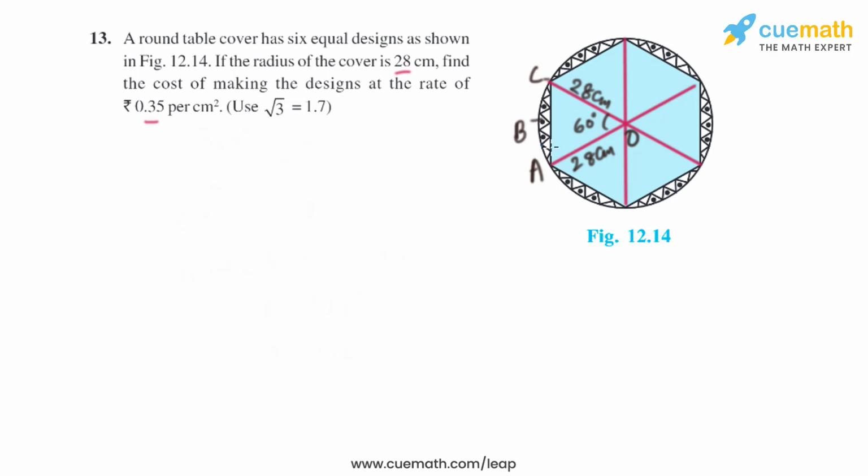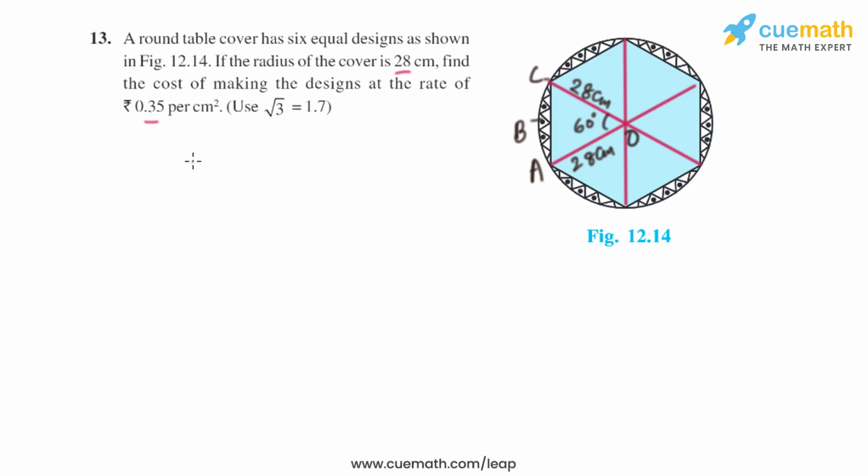So let's find the area of sector. As we can see that there are 6 equal sectors: 1, 2, 3, 4, 5, 6. So it will be 360 divided by 6, which is the same as 60 degrees. So one of the sectors will subtend an angle of 60 degrees.